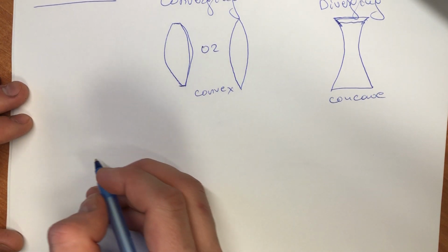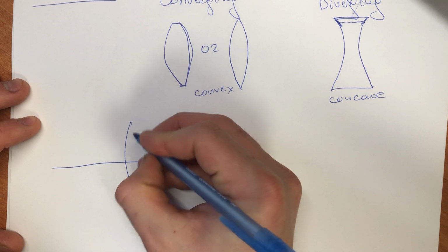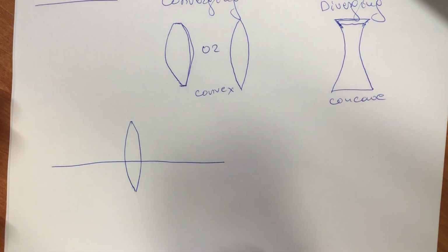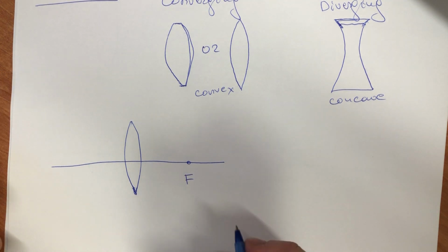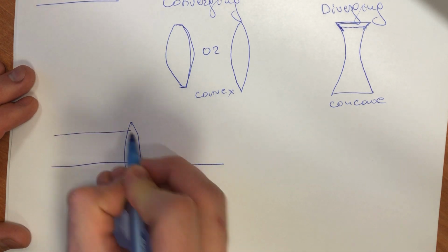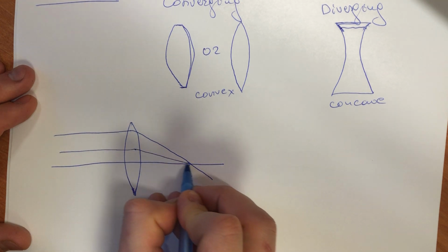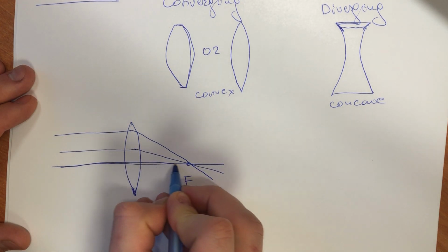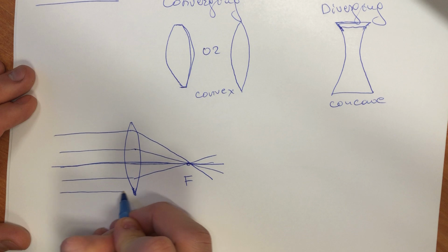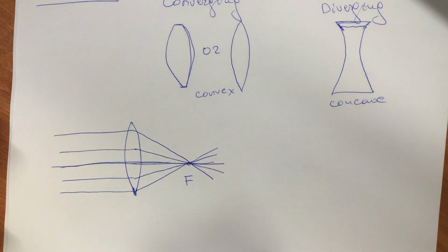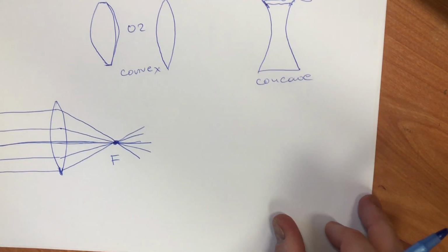So image formation by converging lens would be that all the light rays go to a specific focal point. The focal point is here on the right, and all the light rays go through this focal point. This light ray goes straight. This light ray also goes through this focal point. This light ray also goes through this focal point. So you see all the light rays converge to the same focal point on the right.